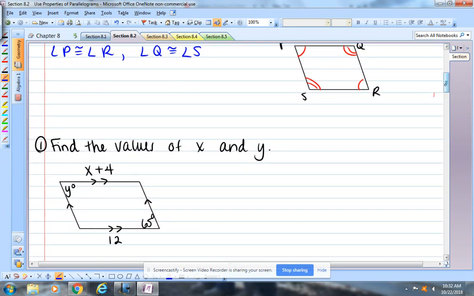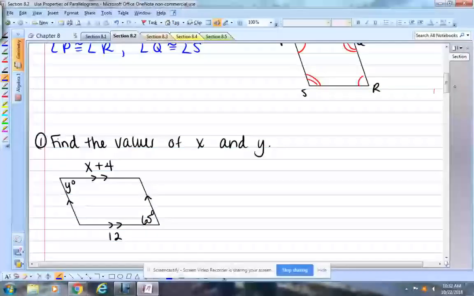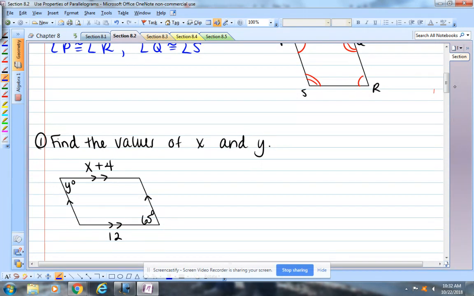So opposite angles are congruent. That's important. Now that we know that opposite sides are parallel, opposite angles are congruent, and opposite sides are congruent, we can find some missing values. That's what we're going to spend the rest of the section on. I think we've got one more theorem to talk about, but basically the rest of the section will deal with finding missing sides and missing angles, or missing parts of sides and missing parts of angles.